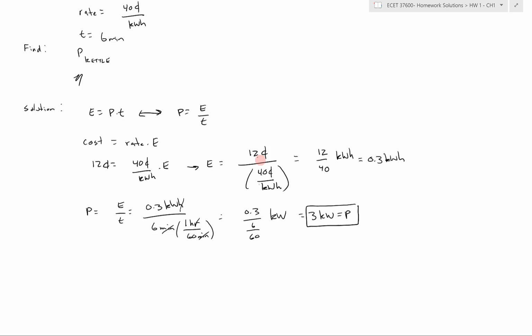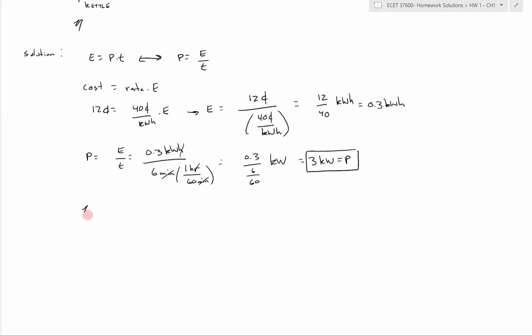The second one was, well, what's the overall efficiency of that? So remember, efficiency is defined as the usable output energy divided by the input energy. We already calculated input energy is 0.3 kilowatt hours, right? But where do we get E out? Where does that come from? Well, the usable output of the tea kettle is, of course, the energy that was imparted into the water, and we were told that it was boiling, right?